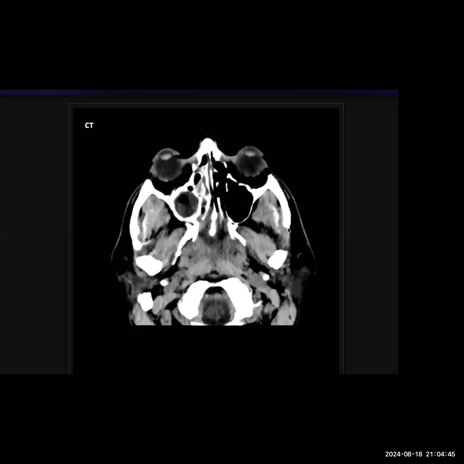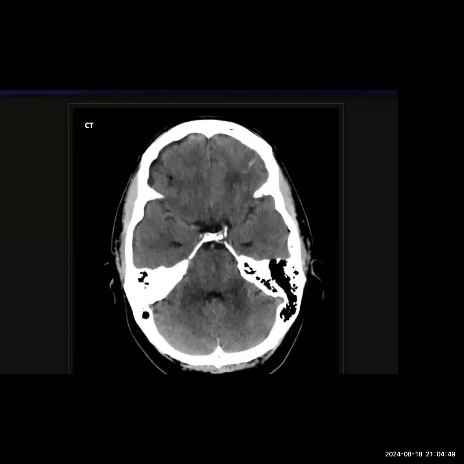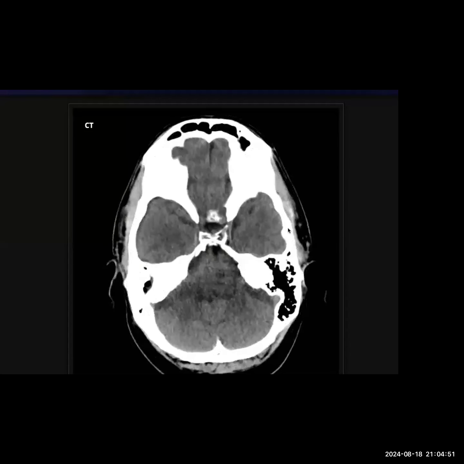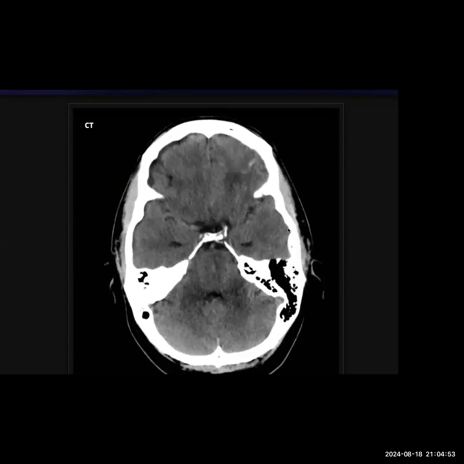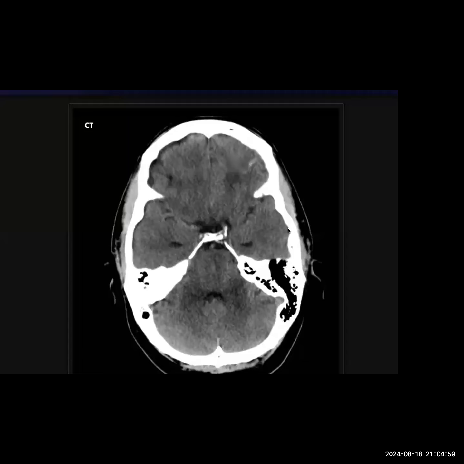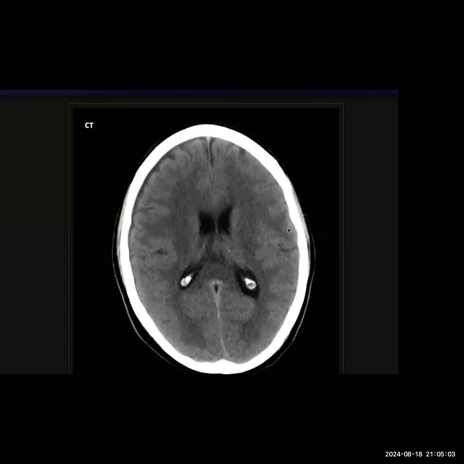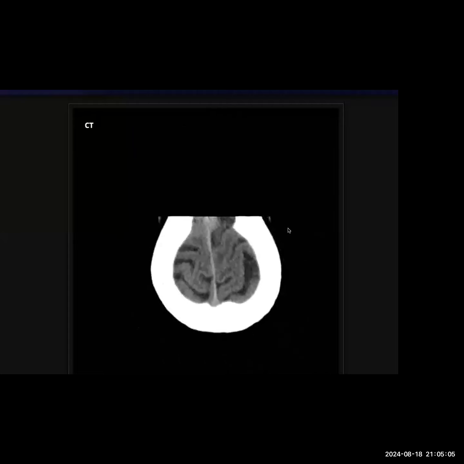I can see that there is right maxillary sinusitis with fluid densities. I'm trying to scroll through from base to the top to look for any space-occupying lesion. I can't quite see any obvious lesion. So what are your findings? What do you think at this point of time?